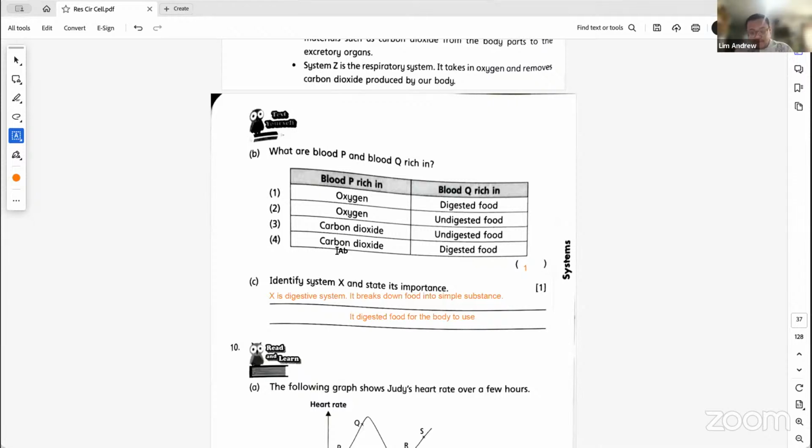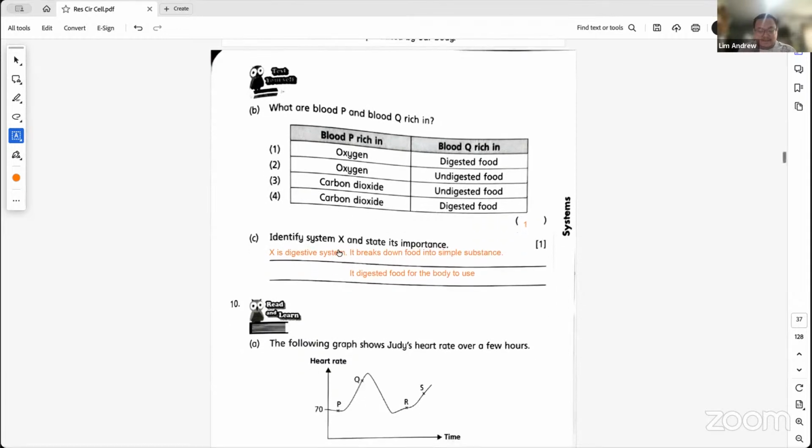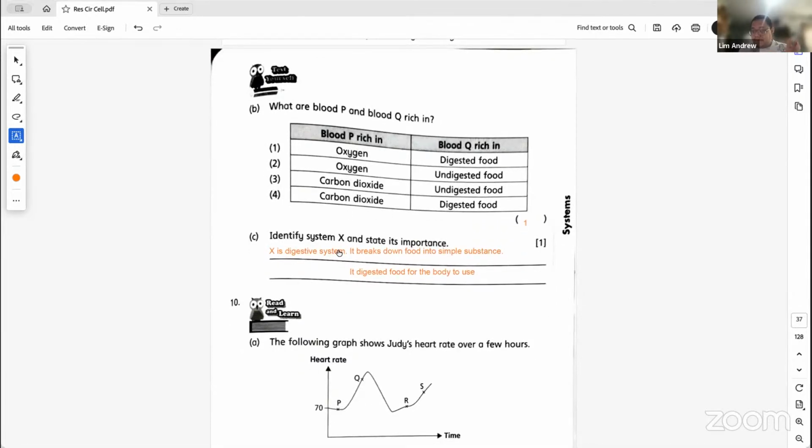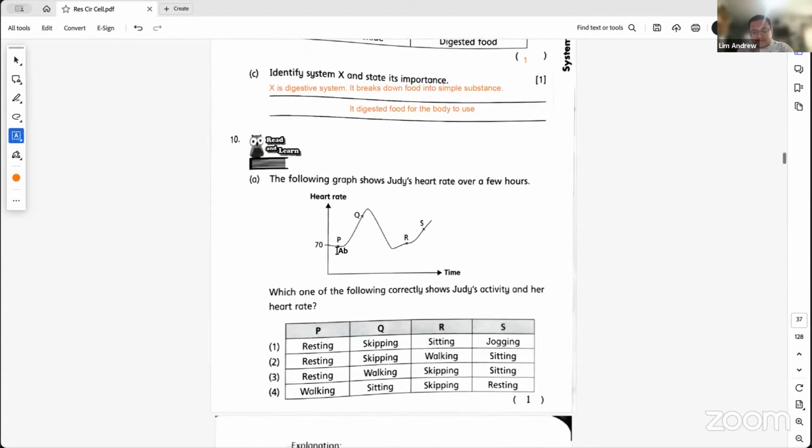All right. With that, like I say, you don't have time in examination. I'm not sure how Vietnam papers are, but for Singapore, we have paper 1 and paper 2. There's plenty of questions to answer. 1 hour 30 minutes is not enough. So long story short and sweet, X is the digestive system. It breaks down food into simple substance. That's it. All right, let's carry on.